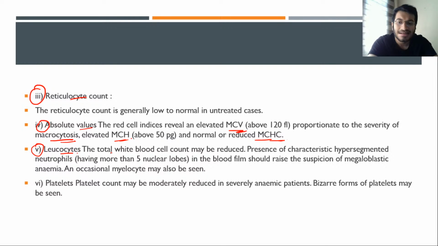Then leukocytes, the total white blood cell count may be reduced. Presence of characteristic hypersegmented neutrophils in the blood film should raise the suspicion of megaloblastic anemia. An occasional myelocyte may also be seen. Then platelet count may be moderately reduced in severely anemic patients. Then bizarre forms of platelets may be seen, right?